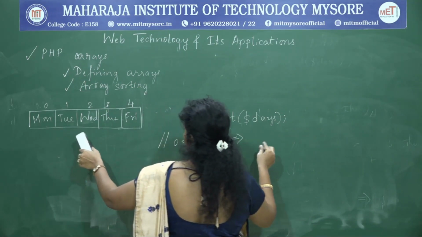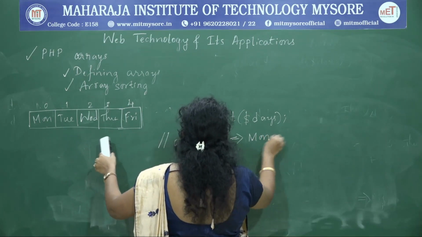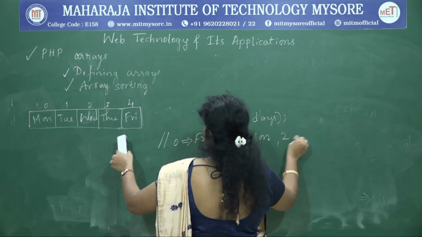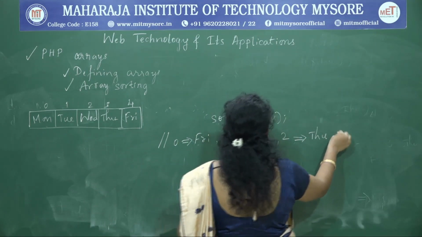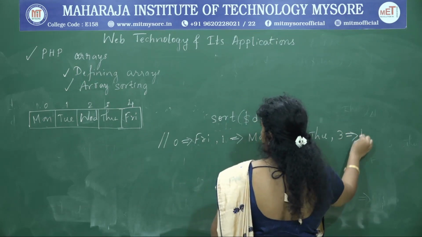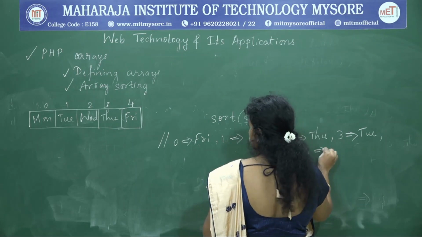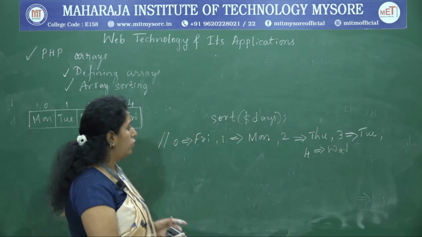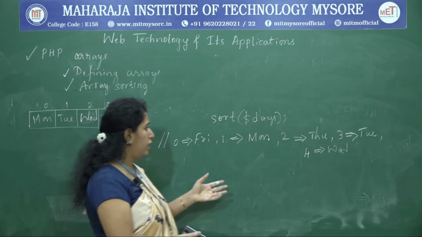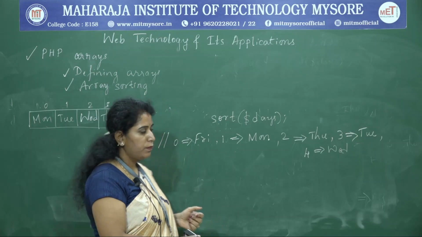what happens? Monday, then in the second index Thursday, third index Tuesday, and in the fourth index Wednesday. So this is the output. It results when you sort the array days.